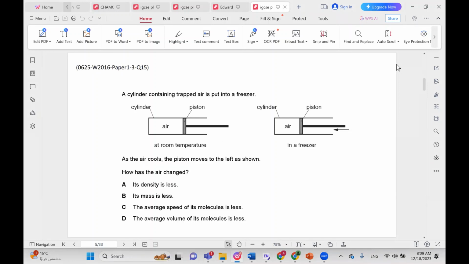A cylinder containing trapped air is put into a freezer. As the air cools, the piston moves to the left as shown. How has the air changed? Like we said, the higher the temperature, the higher the kinetic energy, and the higher the speed. So the reverse argument also works. If you put it in a freezer, then the temperature will decrease, the kinetic energy will decrease, and the average speed of the molecules will decrease. So the correct choice here is choice C.